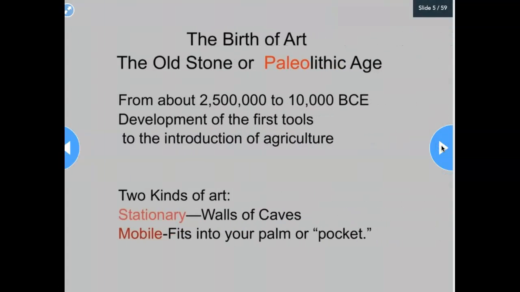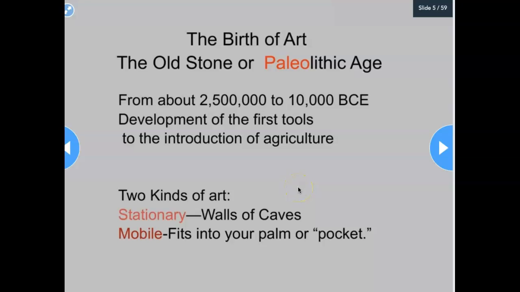So the birth of art really begins with the Old Stone Age. That's when our book begins, and that's what we start talking about. What's important for you to understand is the word paleo means old, and lithic means stone. So we're going to be talking about a lot of old stones. And in the Paleolithic world, there are no metal tools. This is what we call Stone Age technology.